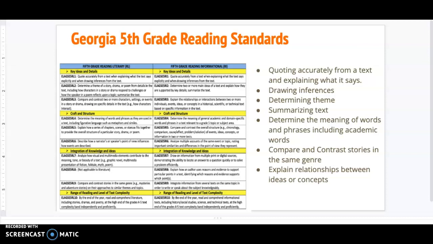Students should also be able to determine the meaning of words and phrases. This includes academic words and general domain-specific words. Students should also be able to compare and contrast stories within the same genre, and they should be able to explain relationships between ideas or concepts.